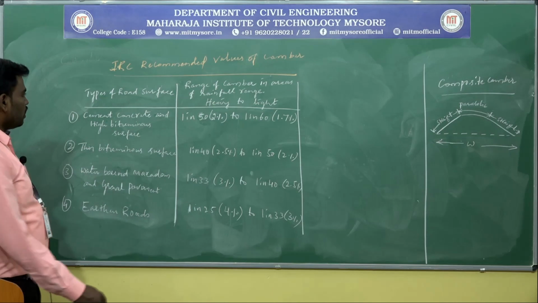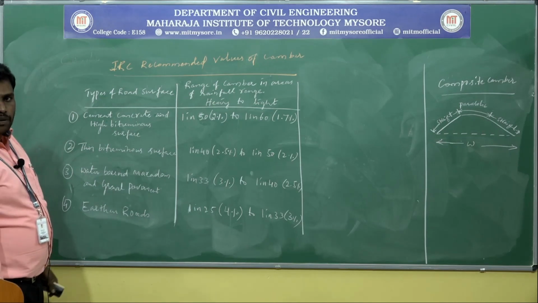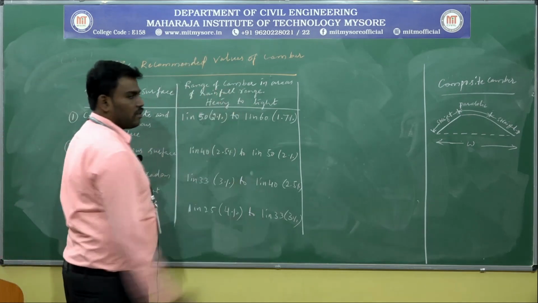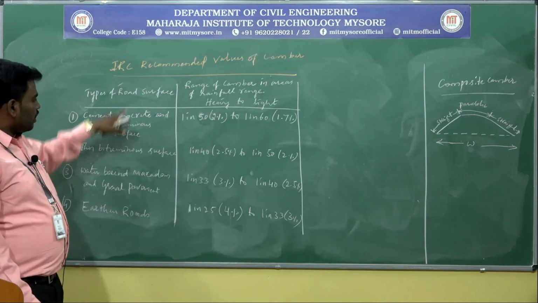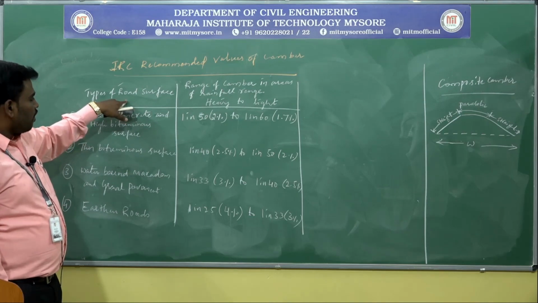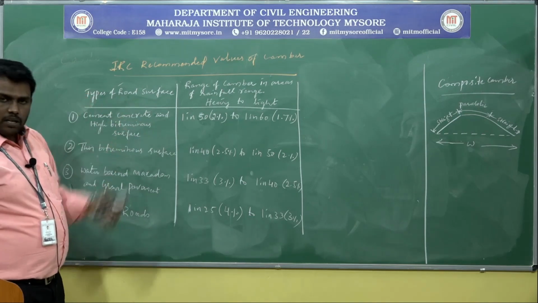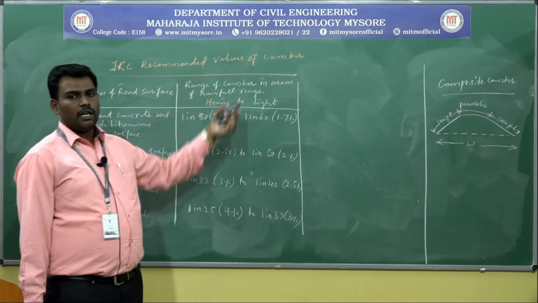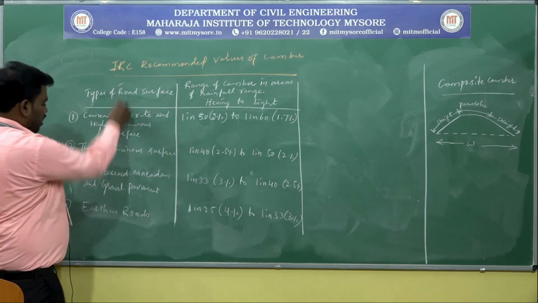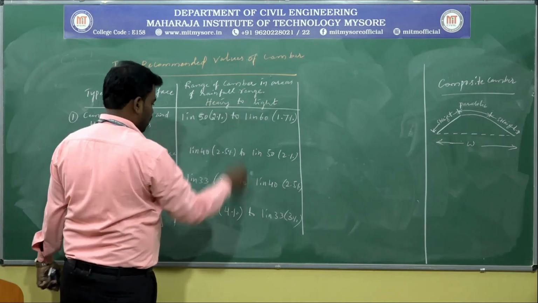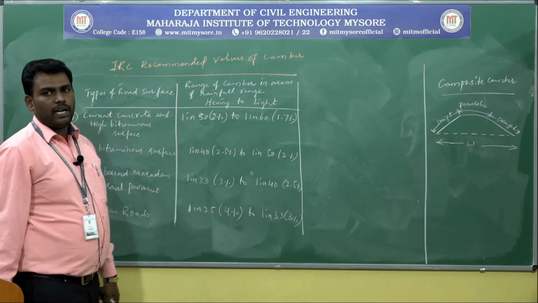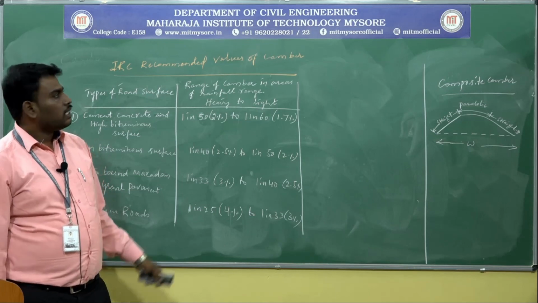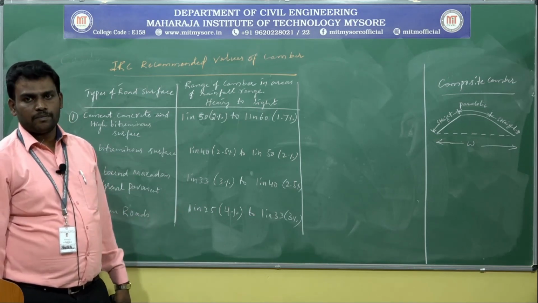You may see that the amount of camber to be provided depends on two factors, that is type of road surface and amount of rainfall. As explained earlier, based on the type of road surface and amount of rainfall, your amount of camber will depend. Is it clear? Okay, this is regarding the camber.